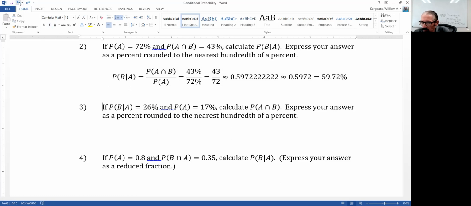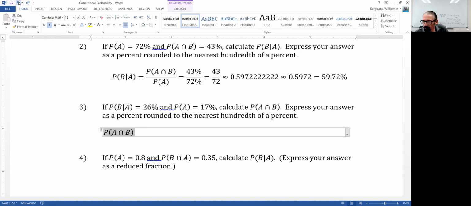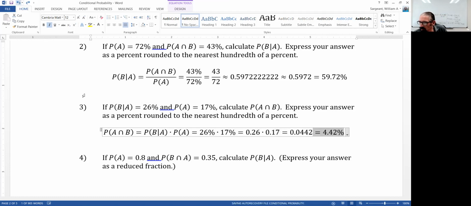Okay, the second one. Now we don't have the intersection. We've got the probability of B given A and the probability of A. So we can use this formula to find out the probability of the intersection. Convert those percents to decimals. No rounding is going to be needed, because when we convert that back to a percent, we already have it to the nearest hundredth of a percent.